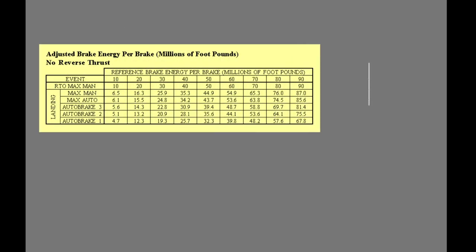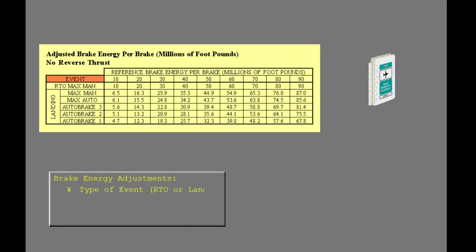The reference brake energy per brake from the first brake cooling schedule table is used in a second table to adjust for the type of event and the wheel braking method used in the case of landing.